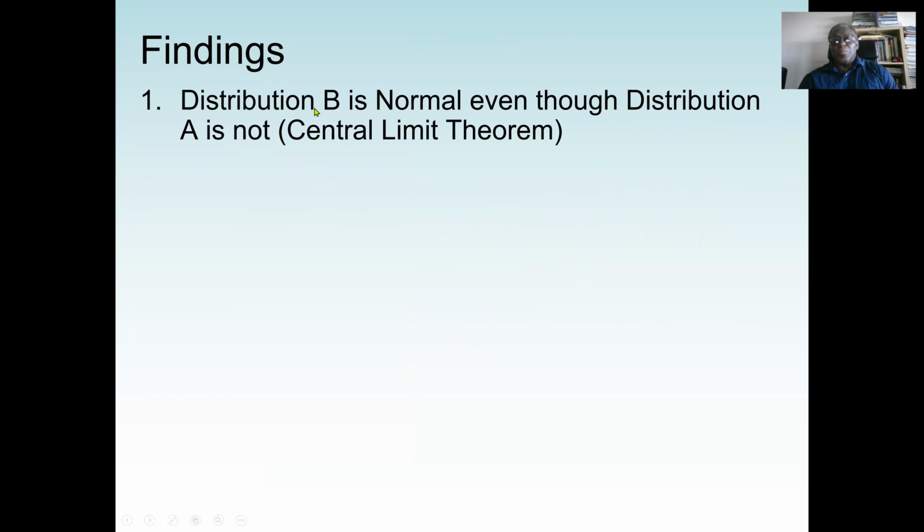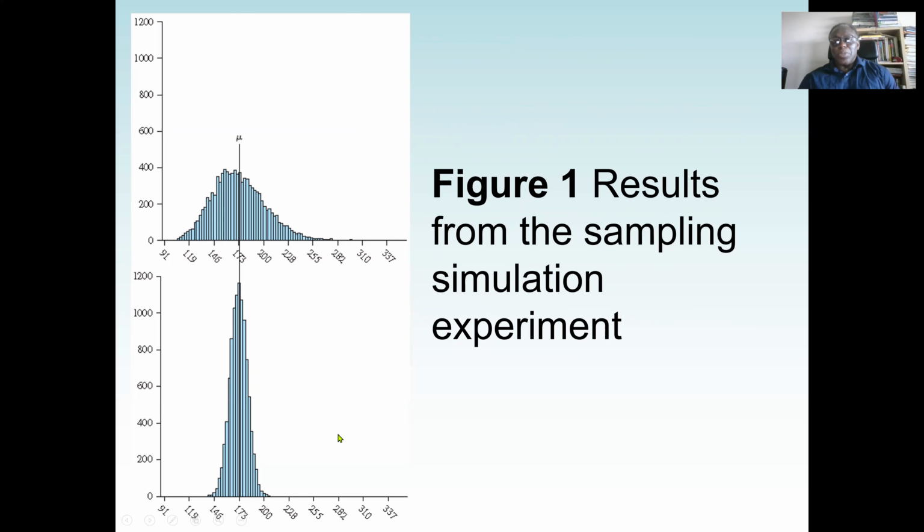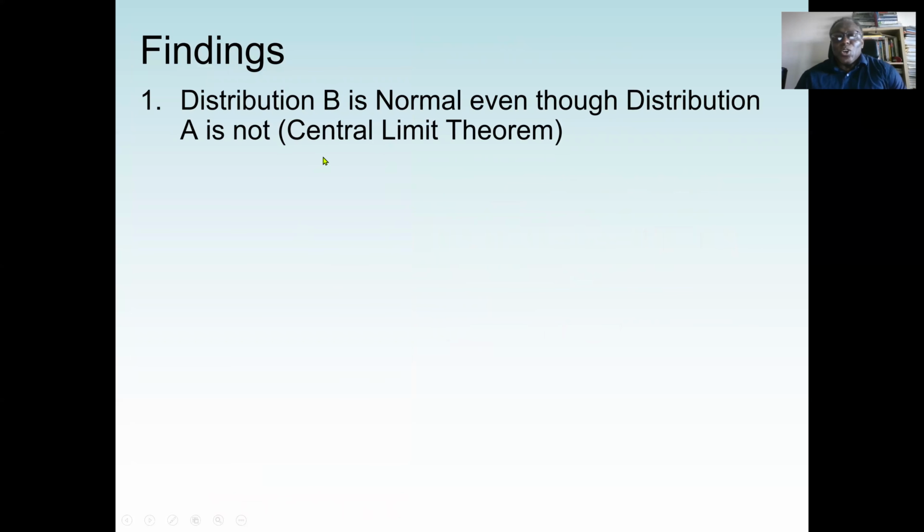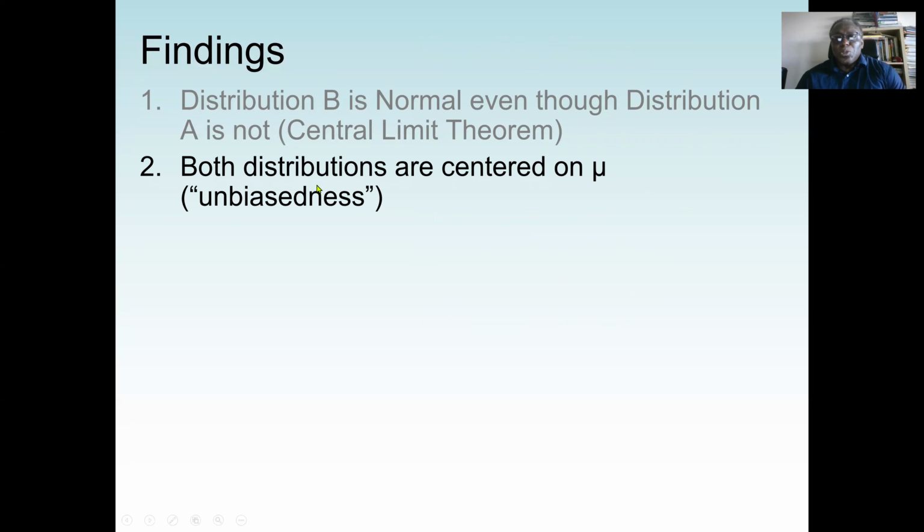We say the distribution B is normal. When we say distribution B, we mean this section is normal, even if the population distribution, which is distribution A, is not normal. And that's what we call the central limit theorem. Second, both distributions are centered on the mean. There's no bias here. So again, when we find the mean of all the sample means, it will be the same as the population mean.